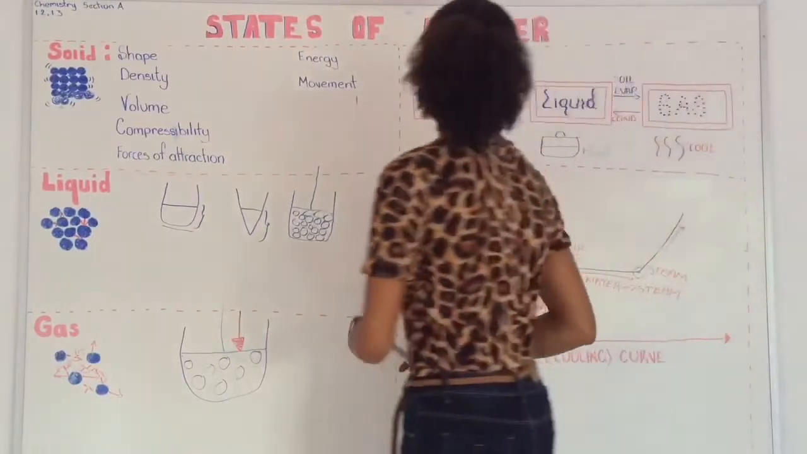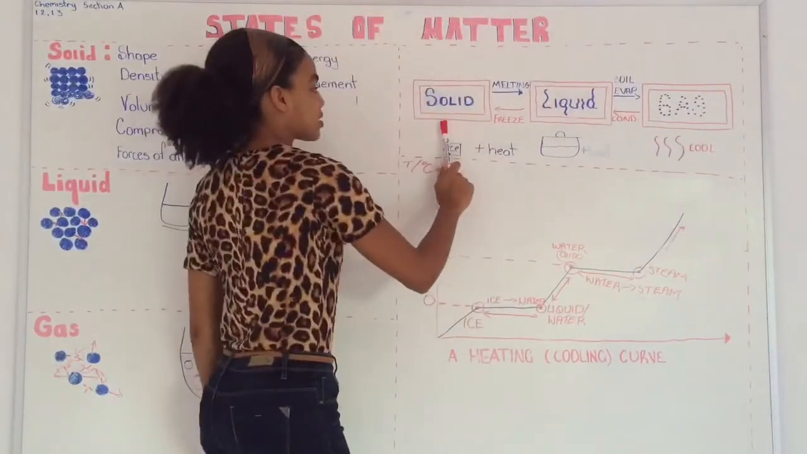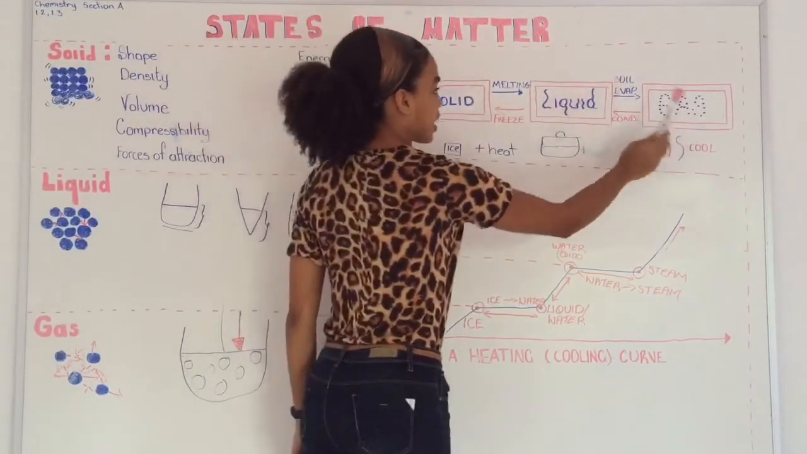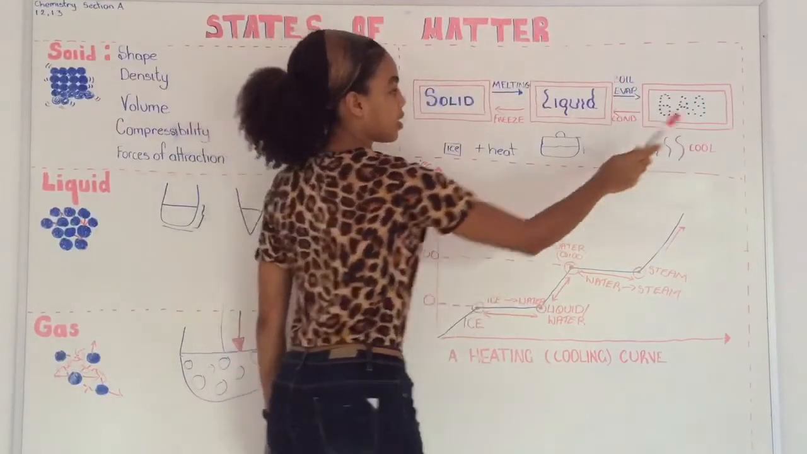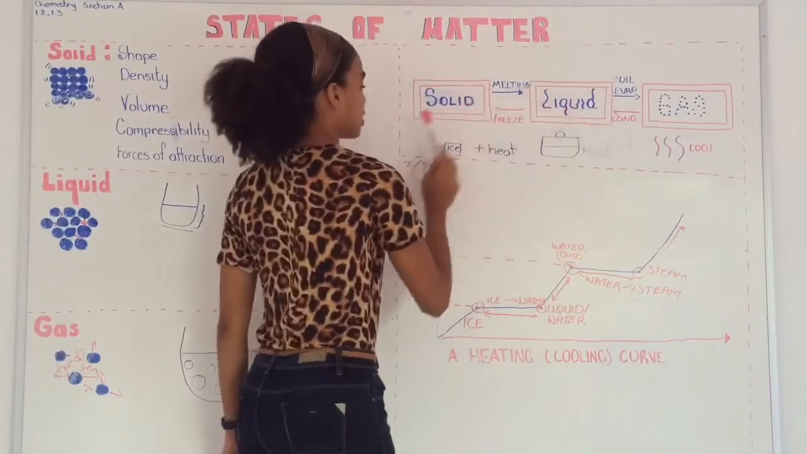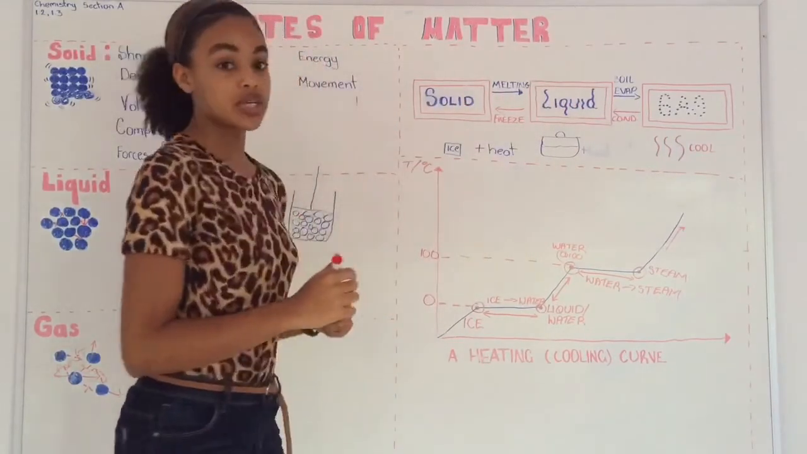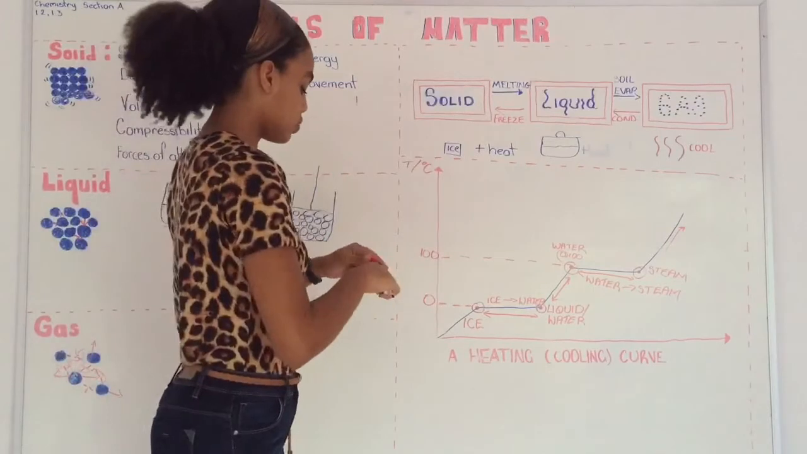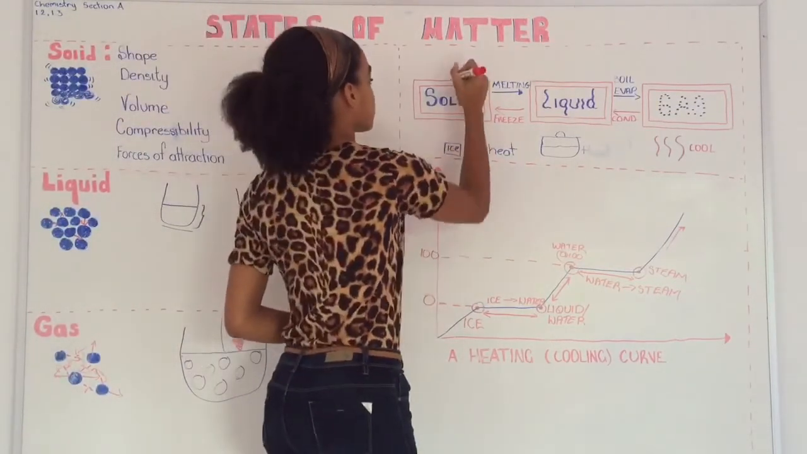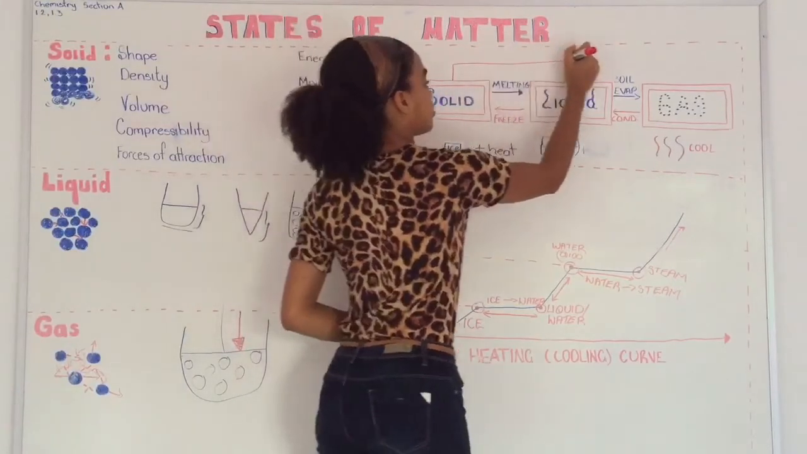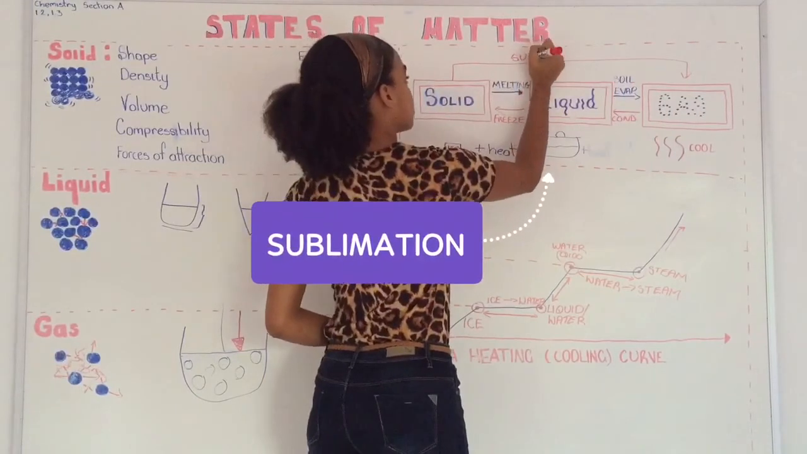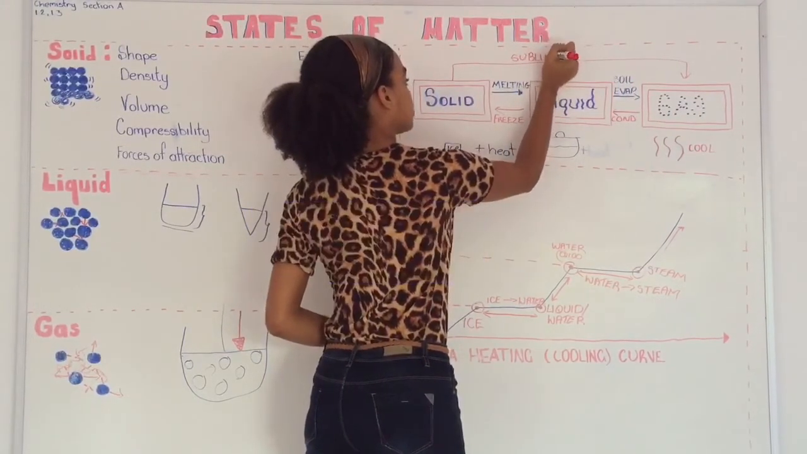And last, to form a liquid from a solid, we have melting. Liquid to gas is boiling or evaporation. Gas to liquid is condensation. Liquid to solid is freezing. So it's important to recap because I forgot to tell you that there's a process that converts solid immediately to gas, and that is sublimation.